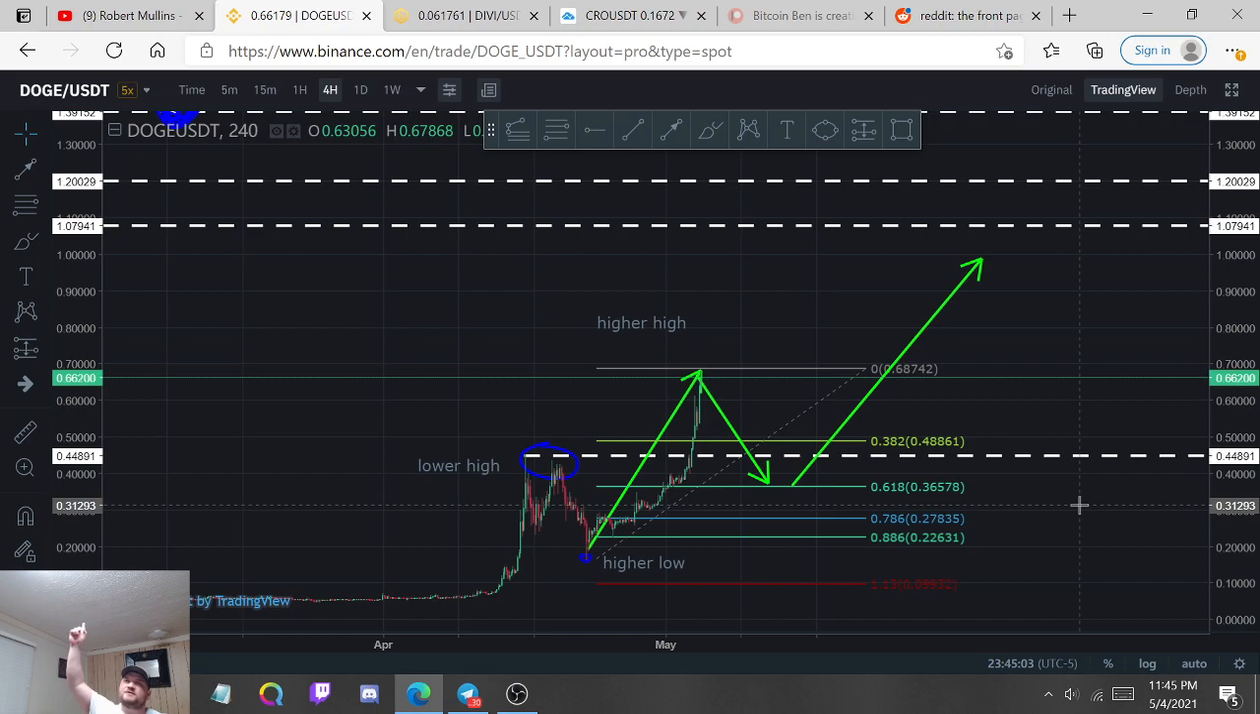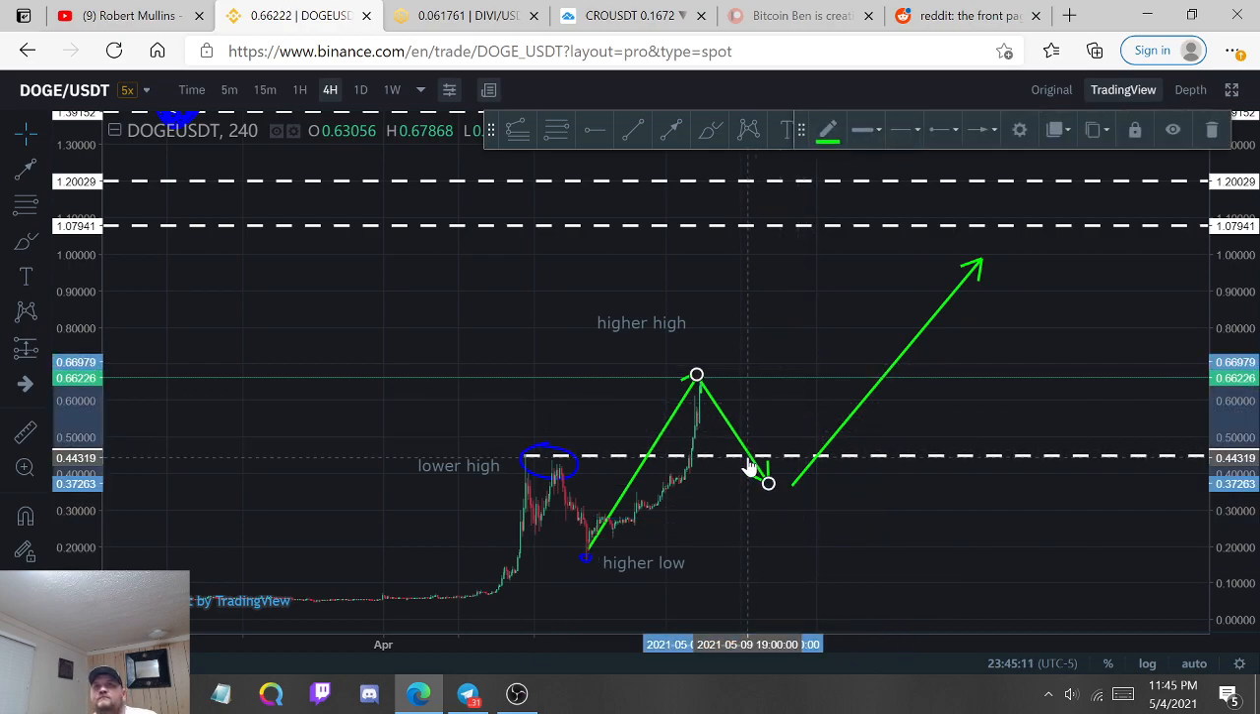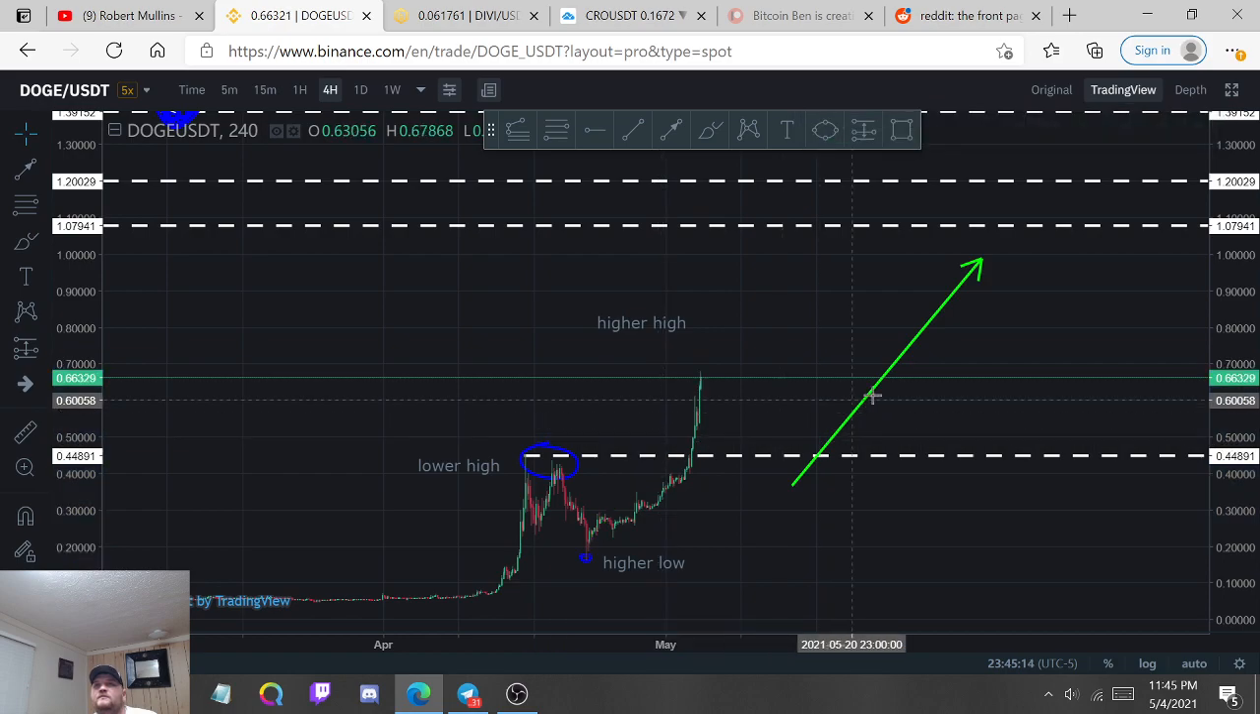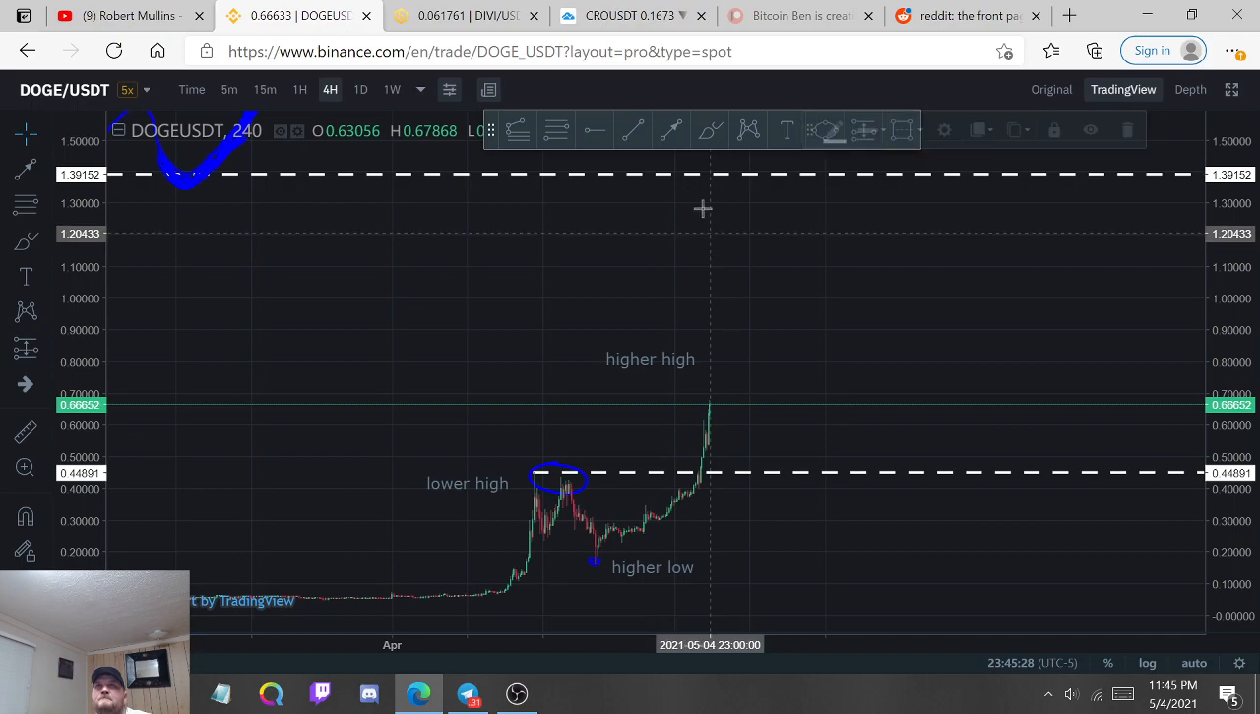I hope it just keeps going straight up. I hope there's no pullback. That's what I hope. So that's what I'm looking at.